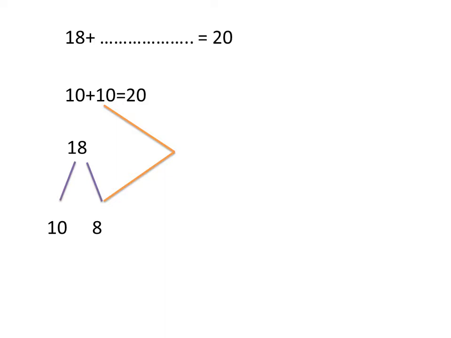So now you are going to take 10 fingers and cut 8 and see how much is remaining. Yes, try yourself. How much remaining? Yes, 2 more remaining. Very good. So then our answer is 18 plus 2 equals 20.